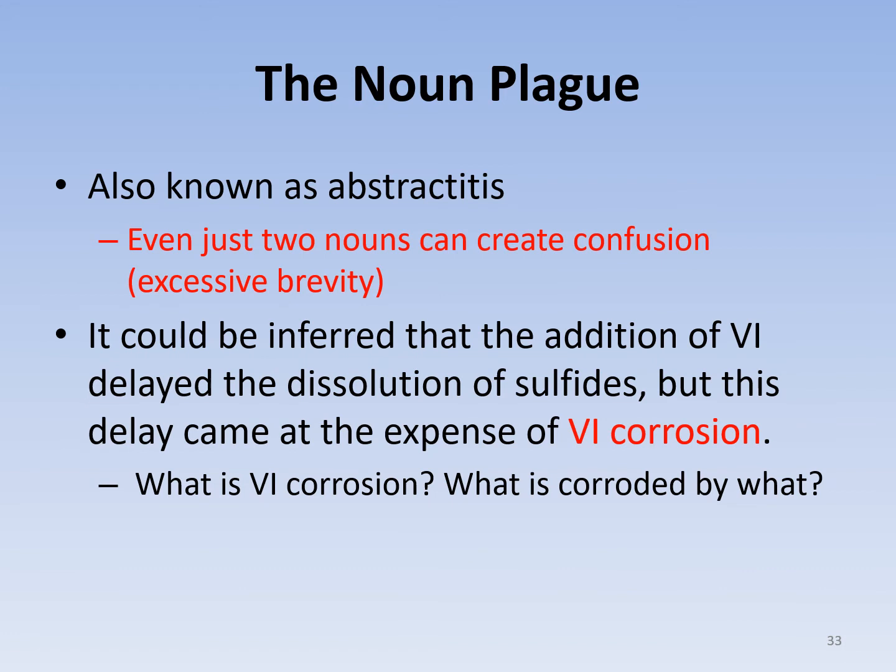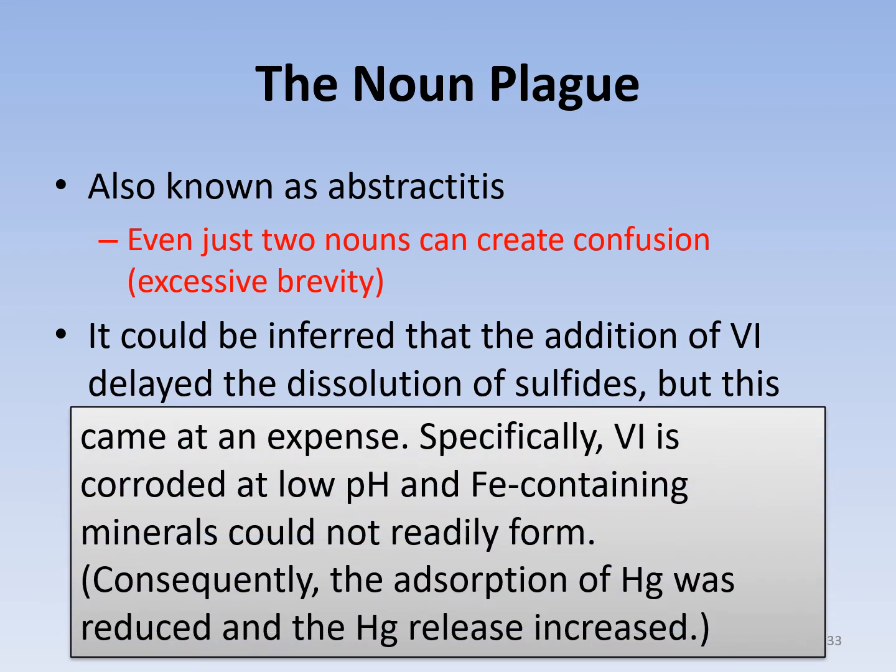Even with only two nouns, you can create confusion. For this sentence, it could be, but this delay comes at the expense of VI corrosion. By only reading VI corrosion, we don't exactly know what is corroding what. So, in fact, what the author intended to mean was that this practice came at an expense.